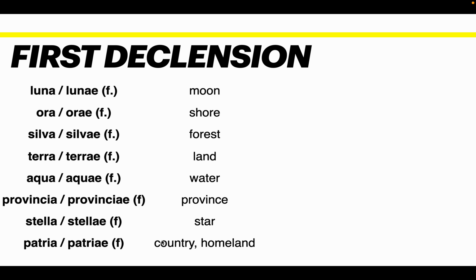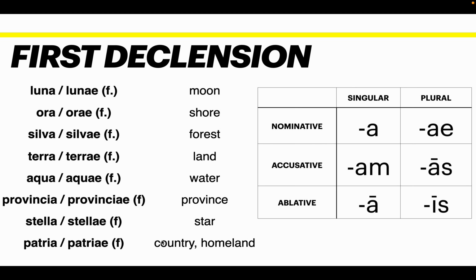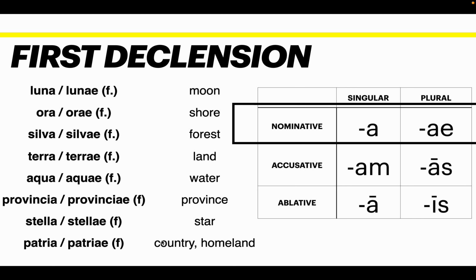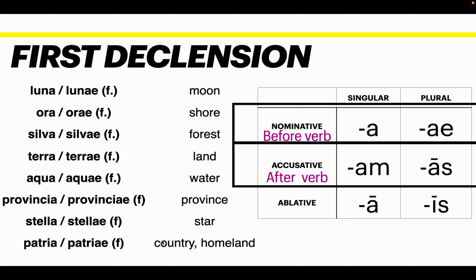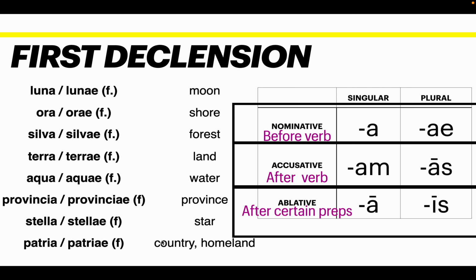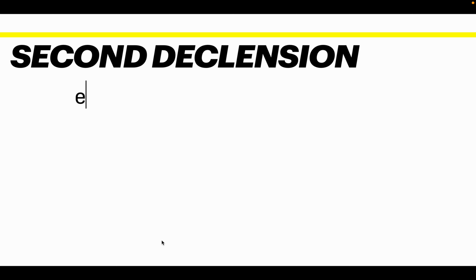Okay, so recall these are all of our first declension nouns. Here are the endings. The nominative works before the verb, accusative tells us to put it after the verb, and ablative tells us we're going to use it after certain prepositions or translate it as by, with, in, or from. So let's quickly go through the next declensions because the same rules apply, we just want to see new endings.